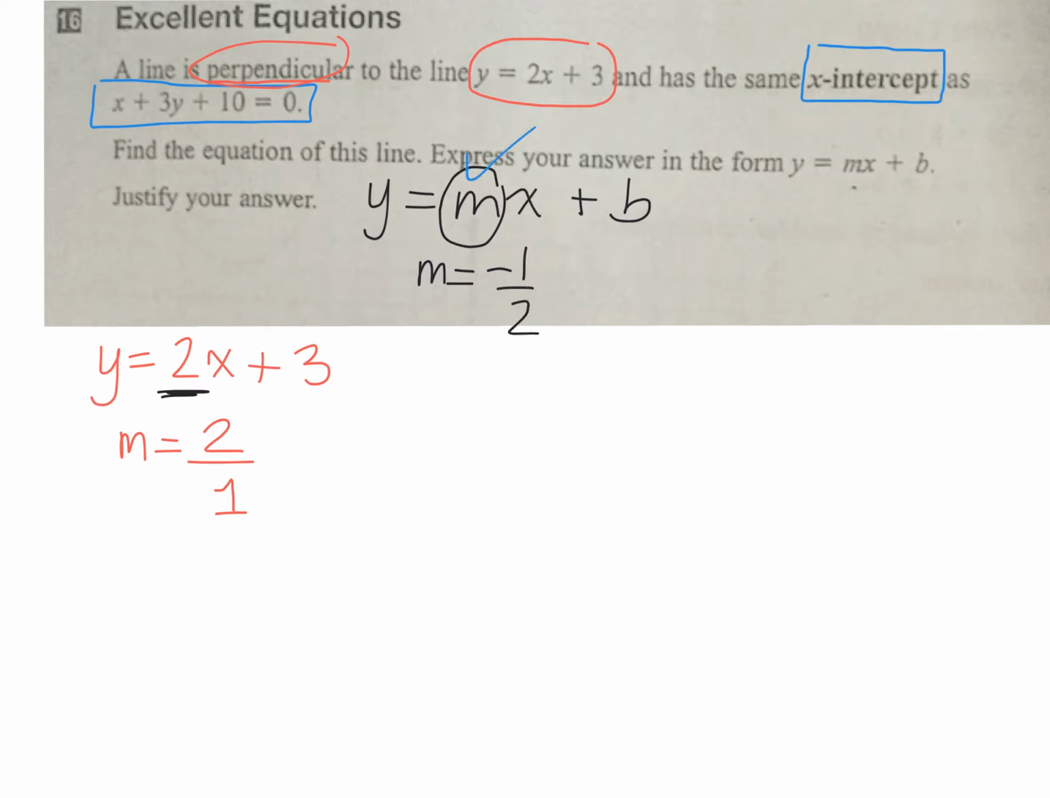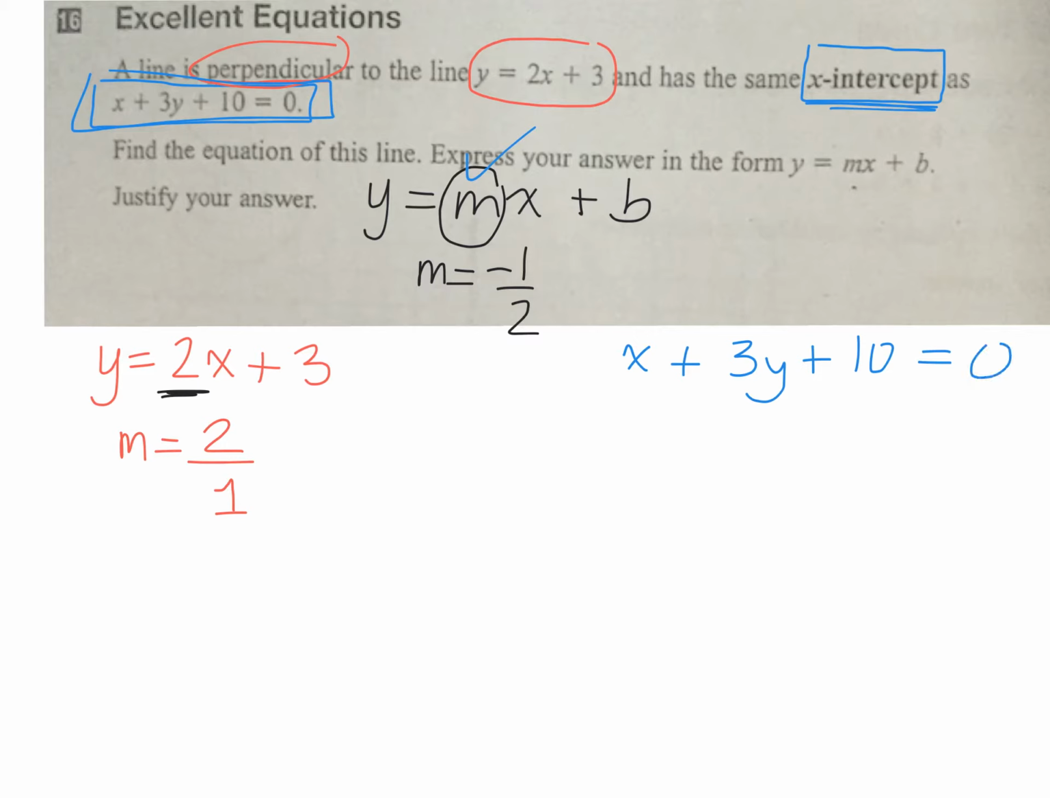We know the slope. The other piece of information they give us is that it has the same x-intercept. An x-intercept is a coordinate, correct? It's a point on a line. So what do we have to find? The x-intercept. So let's write the equation. Has the same x-intercept as this line: x plus 3y plus 10 equals 0.